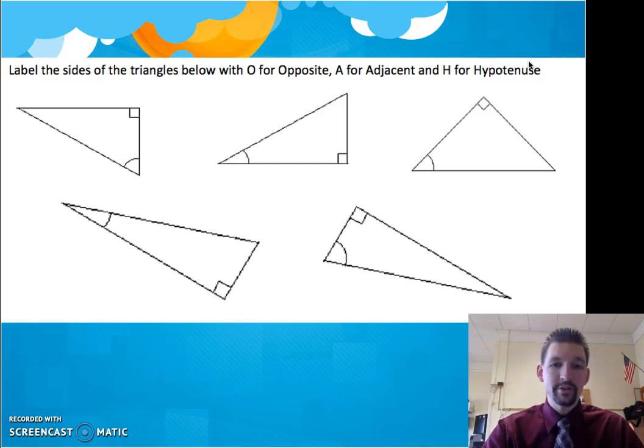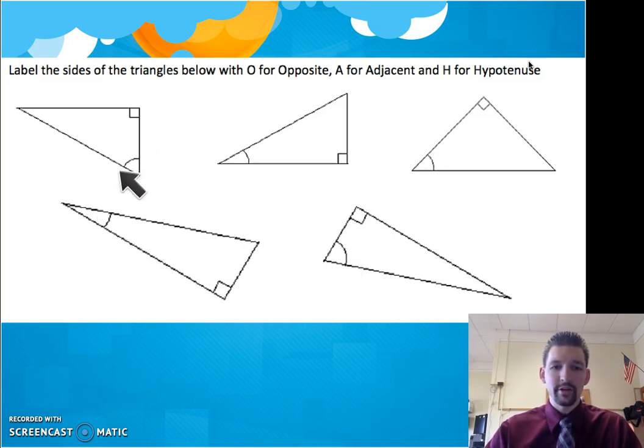So the first thing I want you to do, it seems really simple and elementary, but I want you to label opposite, adjacent, and hypotenuse for each of these triangles. We'll do the first one together. So this first one, we're looking at the angle that has the little arc on it, the one that is marked. And that's true for all of them. You're looking at the one that is marked on each triangle here.